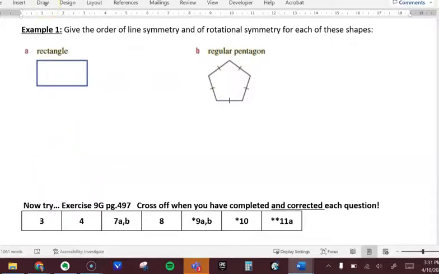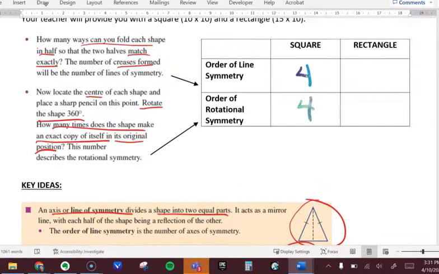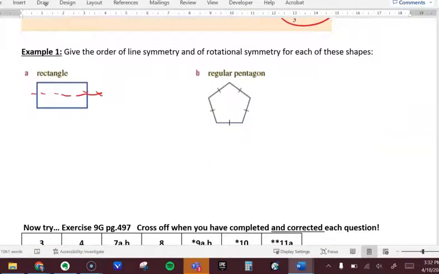The rectangle I can see right away. If I draw, let's hope this is in the middle. Woo, that is a wonky line of symmetry. But there's one, what is that one called? Let's look at the words. Line of symmetry. So there's one line of symmetry. If I folded those two along that crease, they would be the same.